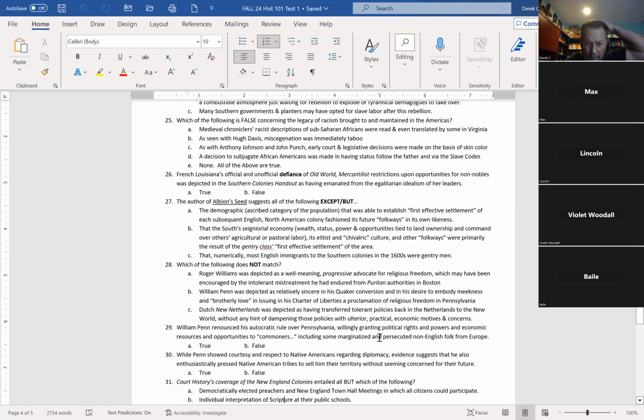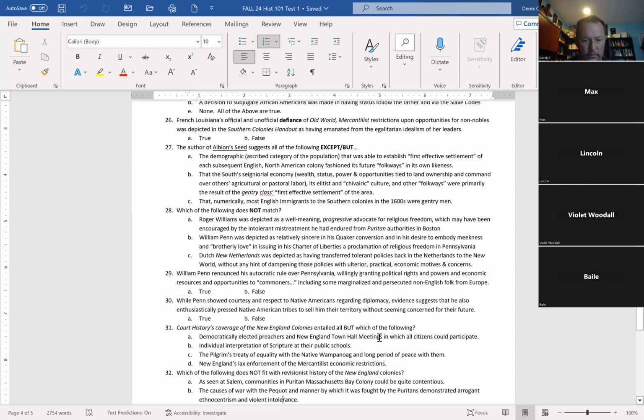Number 28 is about people and their alleged motives in granting religious freedom. So I'll leave that one to you. I'll leave the next two to you as well. William Penn, you should be able to get it right from the reading. All right.